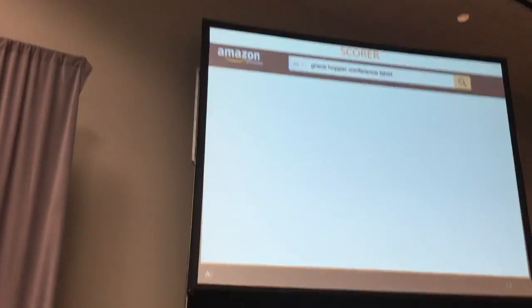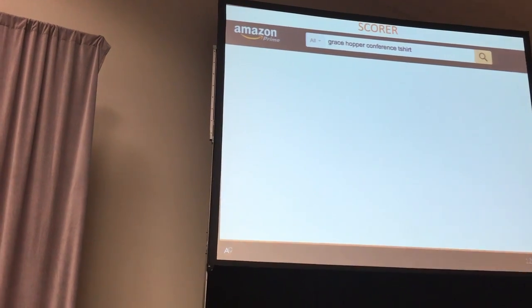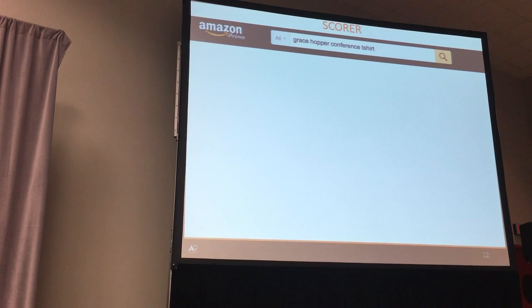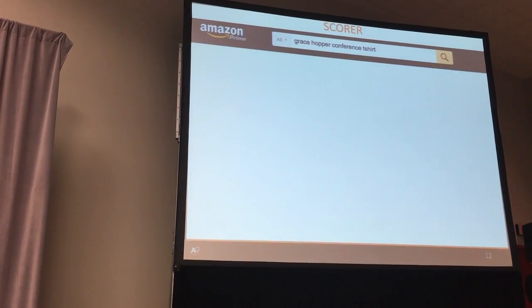The other one is the scorer. Given this lexical information, we give it to the scorer, and the scorer then scores the segmentation. So given this query, Grace Hopper conference t-shirt, just because I didn't get it, I'm going to Amazon it now. We have 4 words, and the possible ways to segment them is 8. The number of possible ways to segment a query is 2 raised to the power n-1, where n is the number of words in the query.